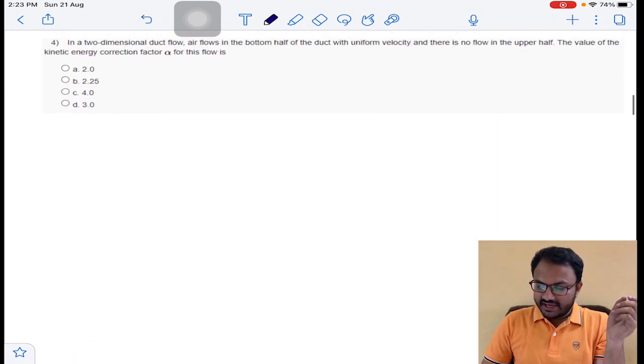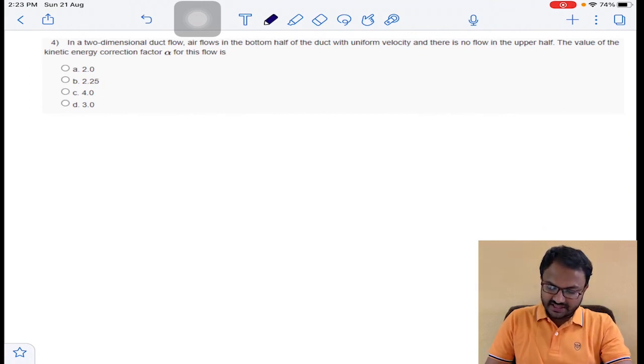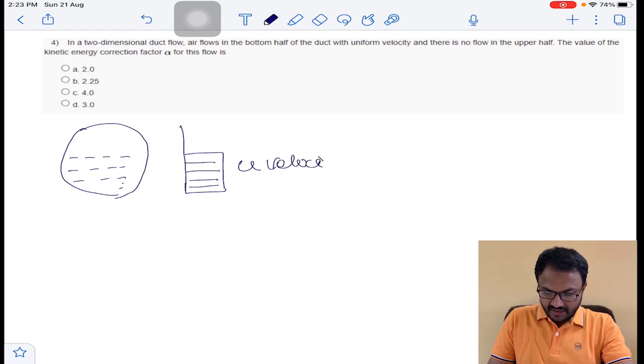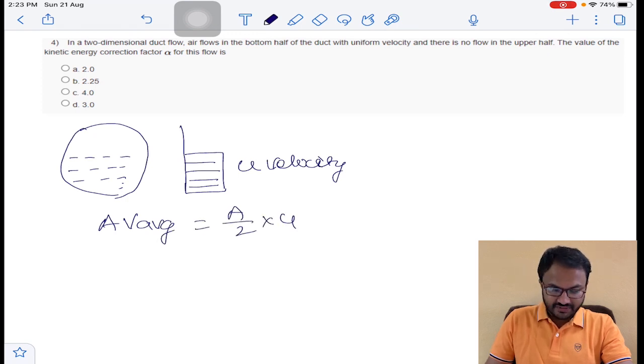Next question. In a two-dimensional duct flow, air flows in the bottom half of the duct with uniform velocity and there is no flow in the upper half. The value of the kinetic energy correction factor is. Generally, there is a pipe, and there is a flow of air only in the bottom. So this is the velocity profile for the corresponding flow. This U is the velocity I am taking. According to the continuity equation, total area into average velocity over the pipe is equal to half area into U. So you will get V average is equal to U by 2.